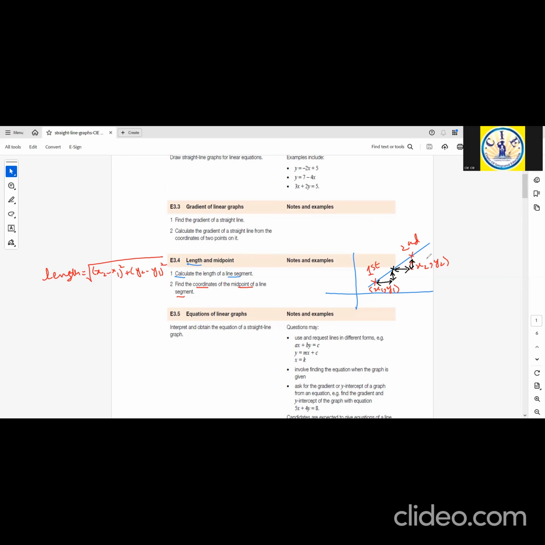So the formula to calculate the midpoint of any 2 points is the average of the x coordinates and the average of the y coordinates. Meaning we would be adding x1 with x2 and then dividing by 2 to calculate the average, to have the halfway distance or the midpoint for the x coordinate, and the same goes for the y.